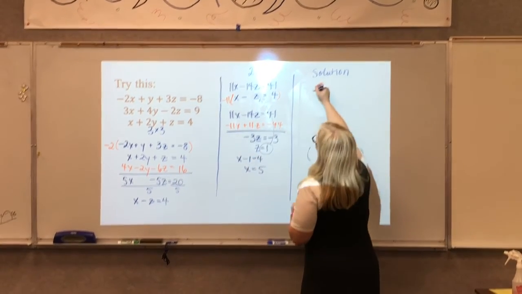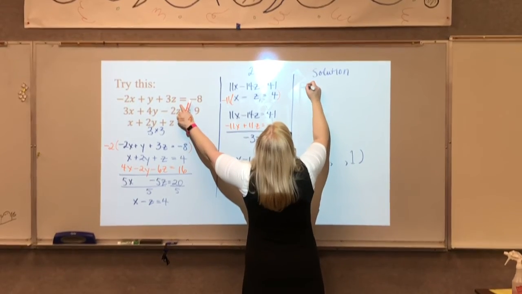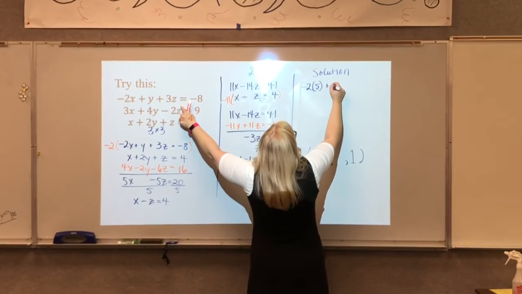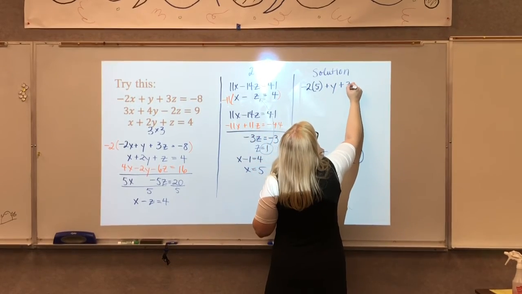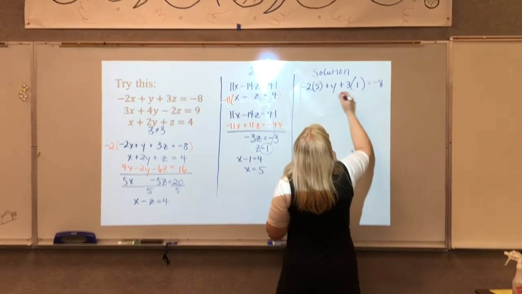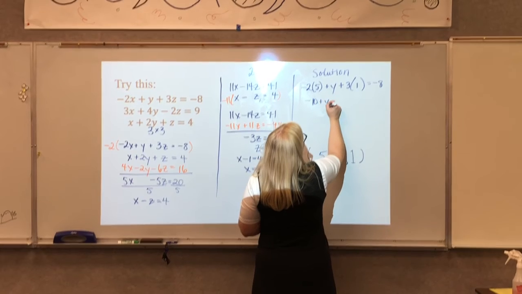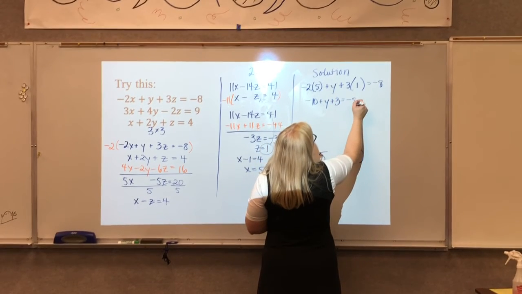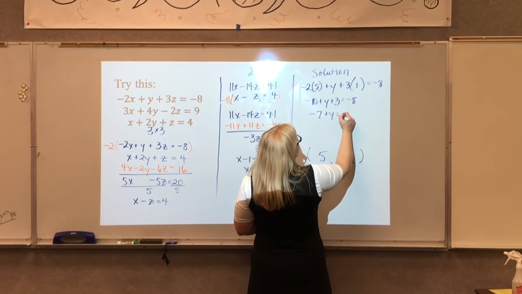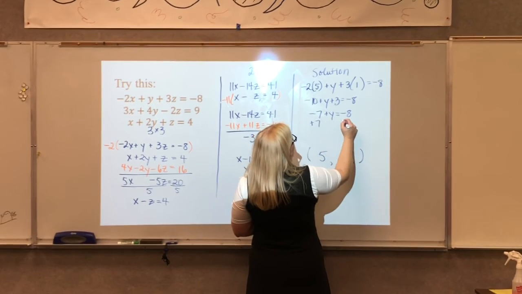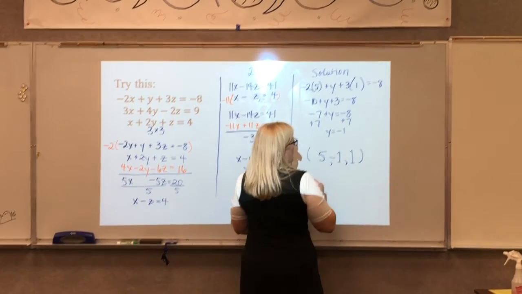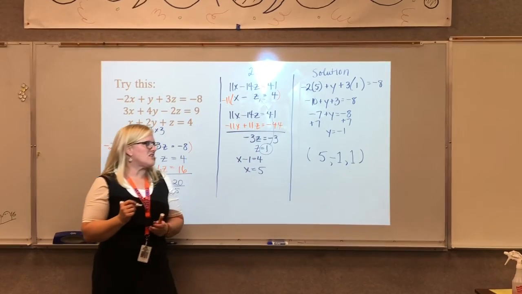So I'm going to do this top one. Negative 2 times x, which is 5, plus y, plus 3 times 1 equals negative 8. So I've got negative 10 plus y plus 3 equals negative 8. This is negative 7 plus y equals negative 8. I add 7 to both sides, and I get y equals negative 1. So the solution is 5, negative 1, 1.